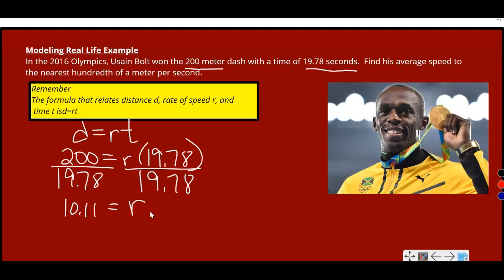And to find out if this makes sense, all we'd have to do is take 10.11 and replace it for R. So take 10.11 meters per second and multiply that by the 19.78. And when you do that, you get 199.9758, which is very close to 200 meters as your distance. Because these numbers are rounded, that's why it's not exactly 200, but that shows you that that is a good answer for that problem.